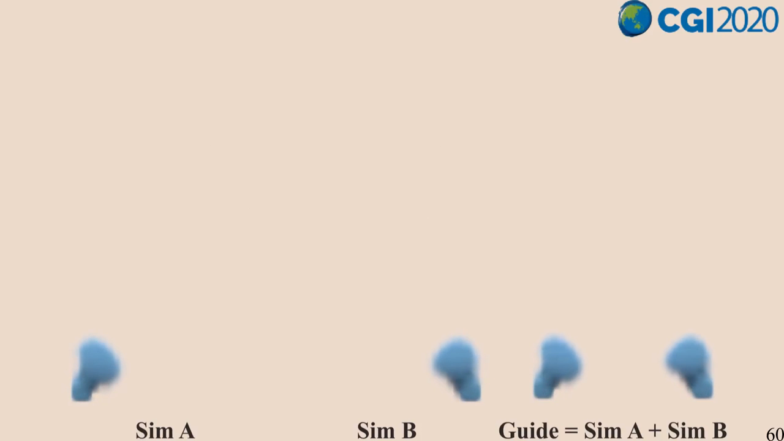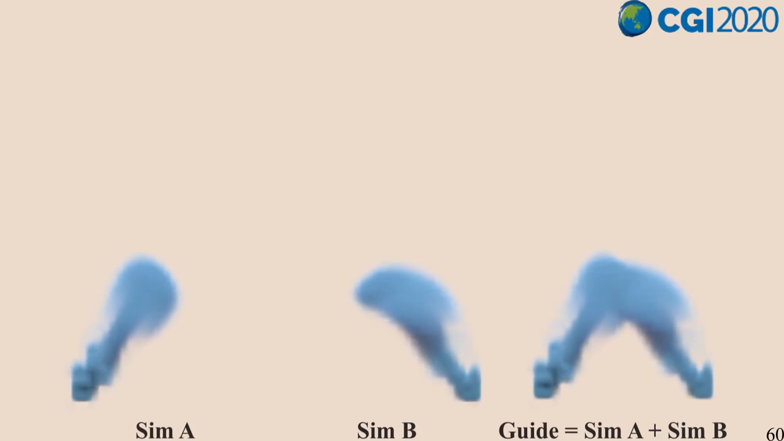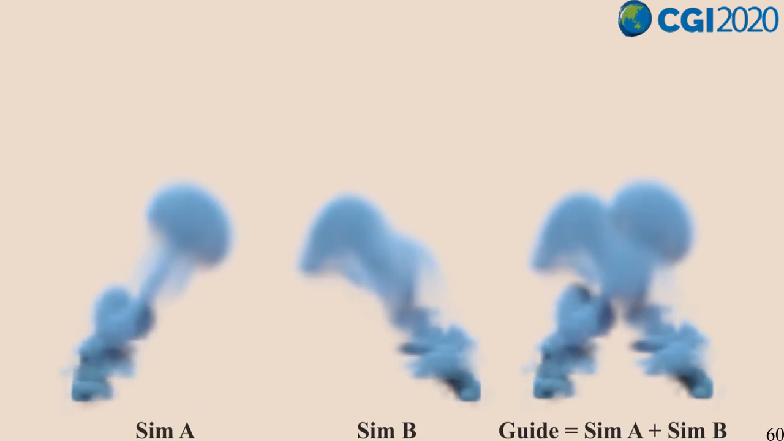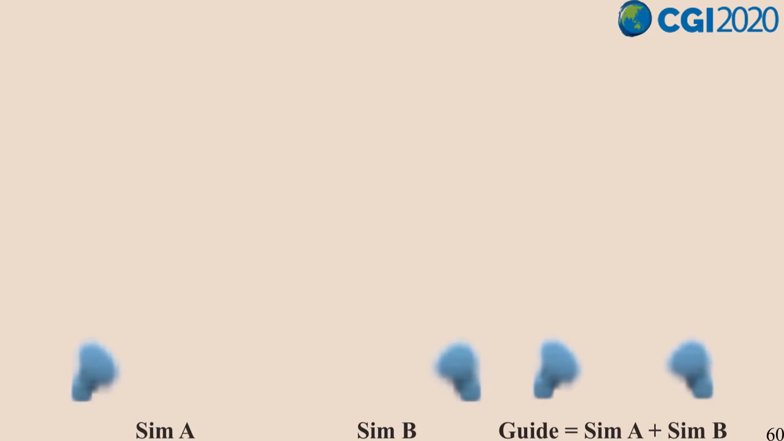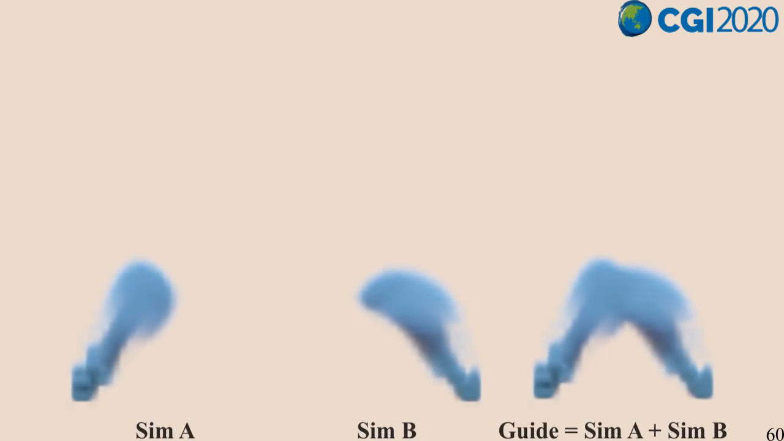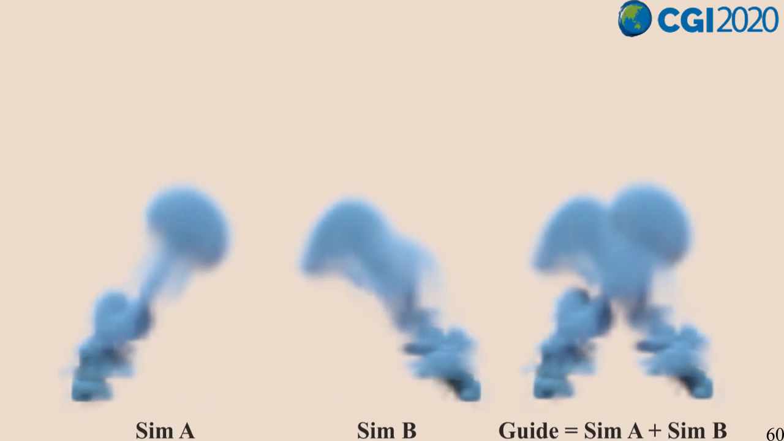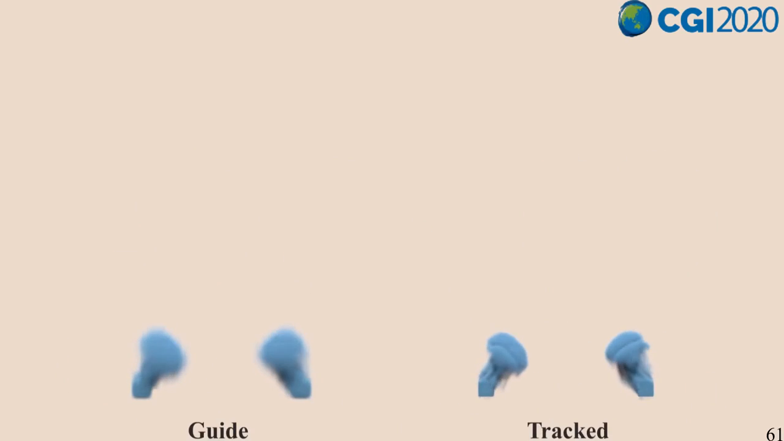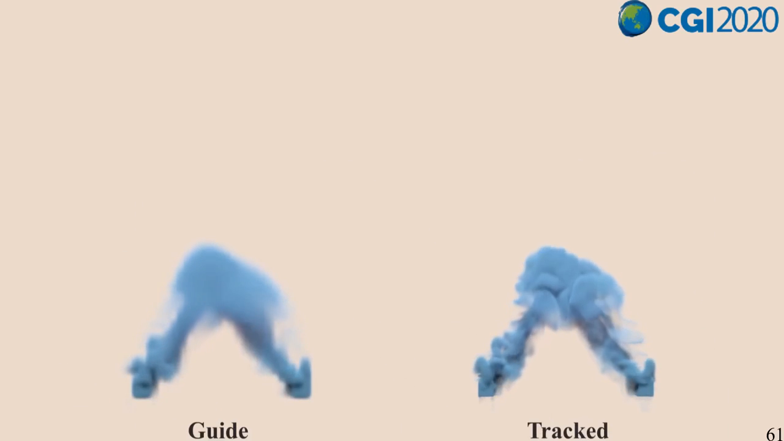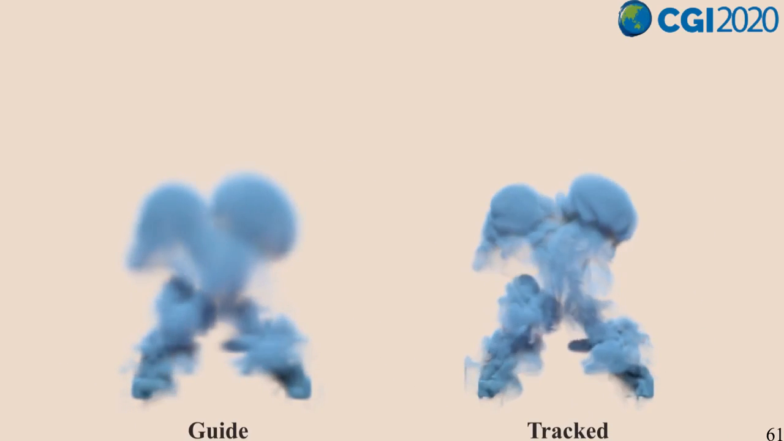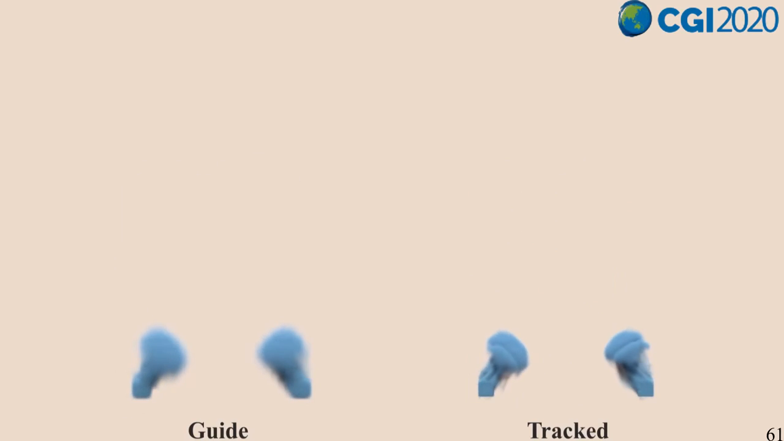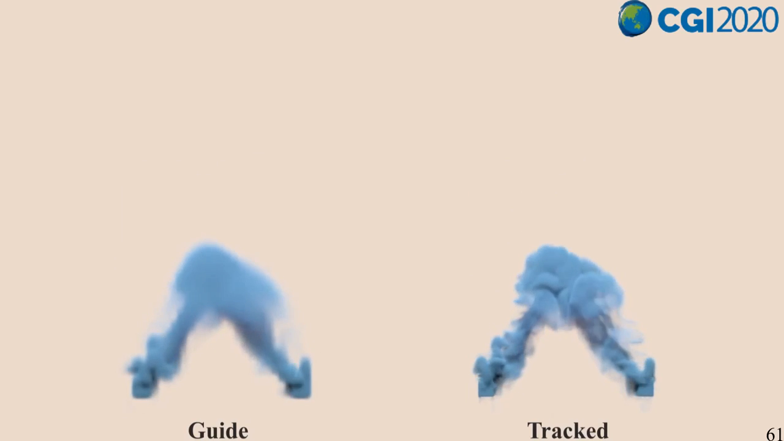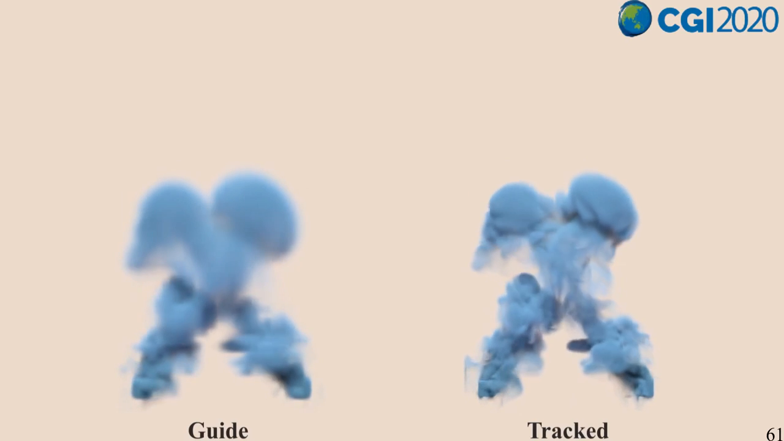Finally, we applied our method on non-physically plausible guides. In this first example, 2 simulations, A and B, have been simulated separately. By simply summing up at each cell the density of these 2 simulations, we can generate a new animation that is used as a guide. We generated a high-resolution simulation using our method, taking the previously defined simulation as a guide. The resulting animation is plausible, even though the guide is not physically correct.